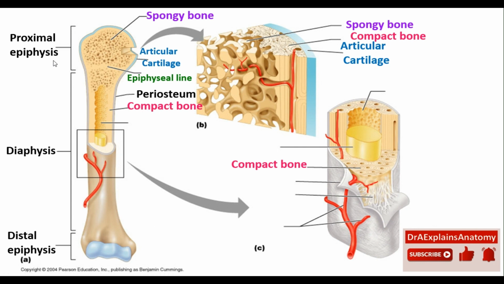Surrounding the bone, we have the periosteum. The periosteum is a dense fibrous tissue, whereas the articular cartilage is a hyaline cartilage. So don't confuse the periosteum with the articular cartilage. We can see the periosteal blood vessels, and these are the perforating fibers, also called Sharpey's fibers. They attach the periosteum to the bone.